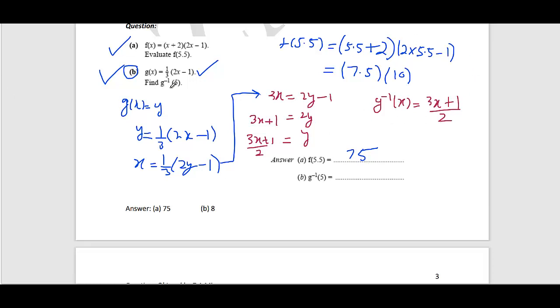And now we have to find g inverse of 5. So we will just plug in 5 for x in this new inverse function. Now after simplification, 5 times 3 is 15, and 15 plus 1 is 16, and 16 divided by 2 is 8. So g inverse of 5 is 8.